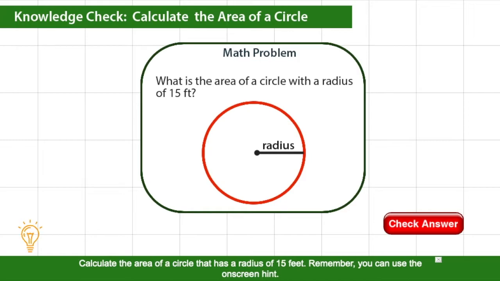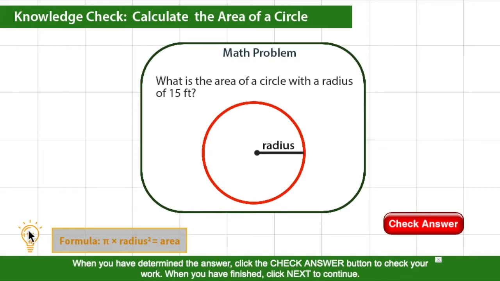Calculate the area of a circle that has a radius of 15 feet. Remember, you can use the on-screen hint. When you have determined the answer, click the Check Answer button to check your work. When you have finished, click Next to continue.